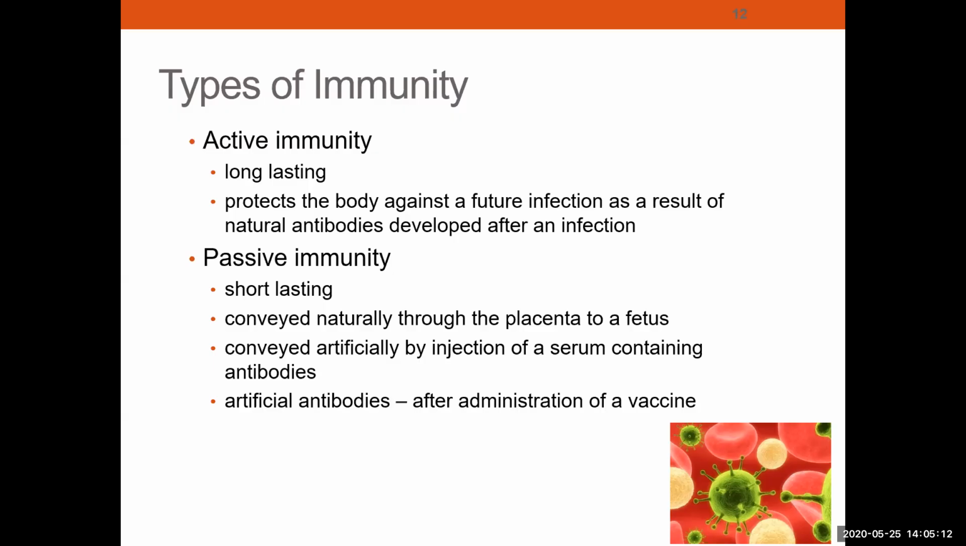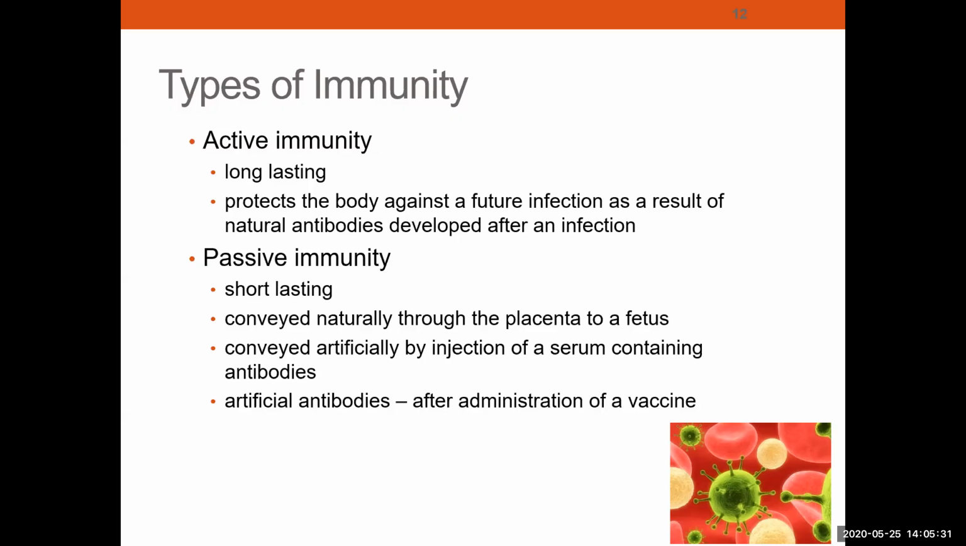When we look at active immunity, it's what we call long-lasting. It protects the body against a future infection as a result of natural antibodies developed after infection. Kind of what they're trying to do when you look at being exposed to a virus, does your body build up immunity? So if you're exposed again, you won't contract it.